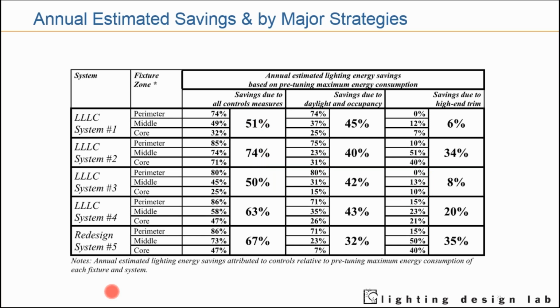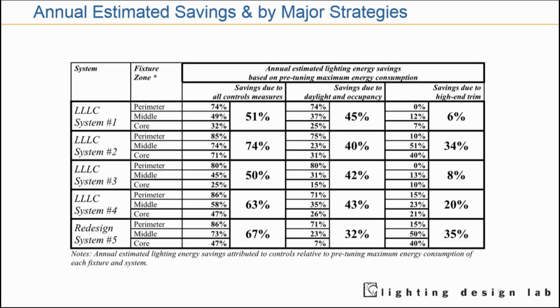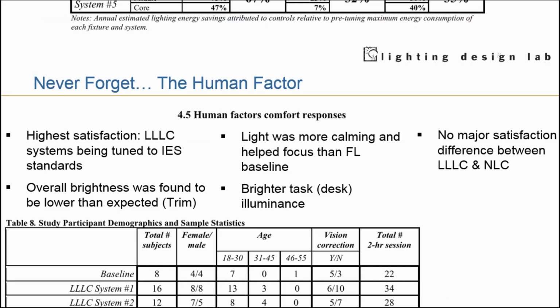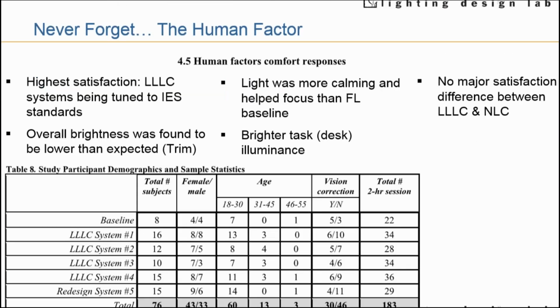Never forget the human factor. There was a solid study and methodology and survey effort that if I go into explaining it, I would probably take 2 hours to try to understand it myself. But the conclusions are pretty solid, where the highest satisfaction from the majority of the occupants was when the luminaire level lighting control systems were tuned to IES standards.